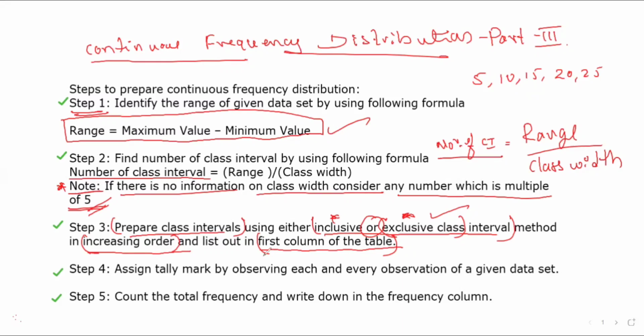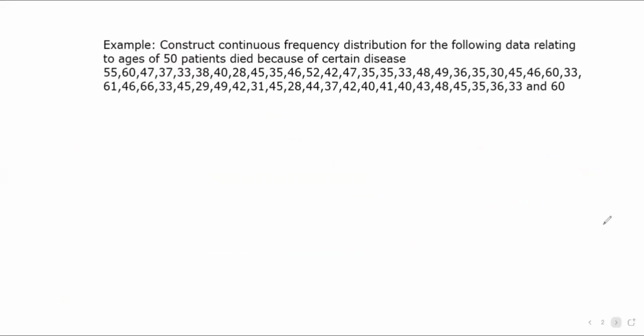Now, in the next slide, we are going to discuss examples on continuous frequency distribution, that is, how to create a continuous frequency distribution. The example is: construct a continuous frequency distribution for the following data related to the ages of 50 patients, right? So here, what have they given, which factor have they given?